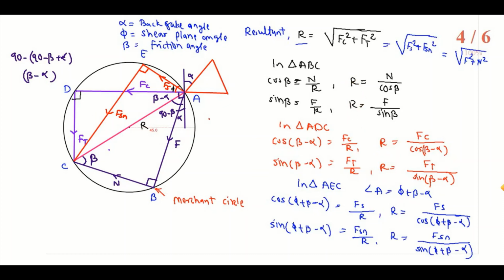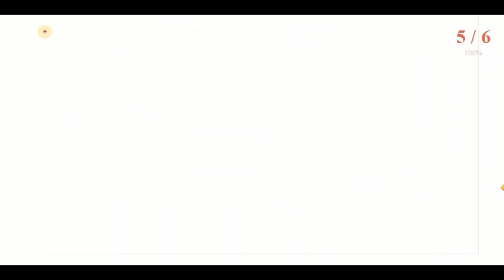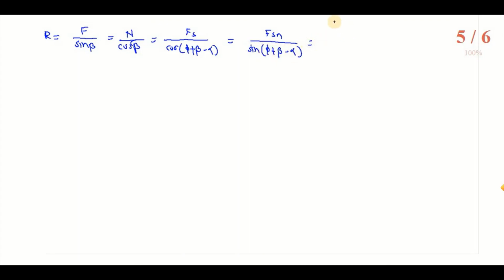So we can write here, r is equal to F upon sin beta, which is equal to N upon cos beta, which is equal to Fs upon cos(phi plus beta minus alpha), which is equal to Fsn upon sin(phi plus beta minus alpha), which is equal to Fc upon cos(beta minus alpha), which is equal to Ft upon sin(beta minus alpha). So here we are getting the common hypotenuse.